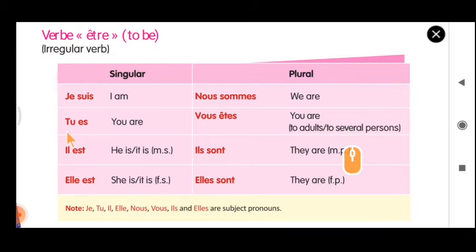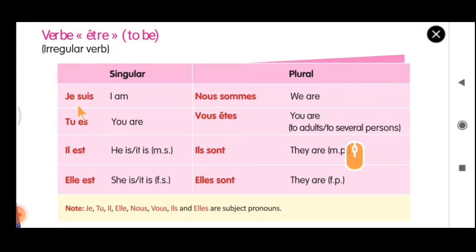The difference between tu es and vous êtes is that tu is for younger people and vous is for elders or for several people. Imagine if you address a crowd, you have to say vous êtes. And if you address a person who is elder to you, you also say vous êtes. Ils sont is masculine plural, as I said, and elles sont is feminine plural.